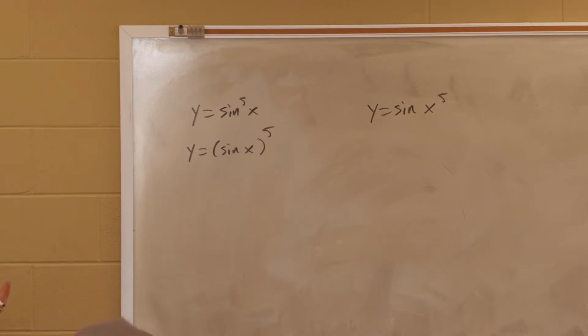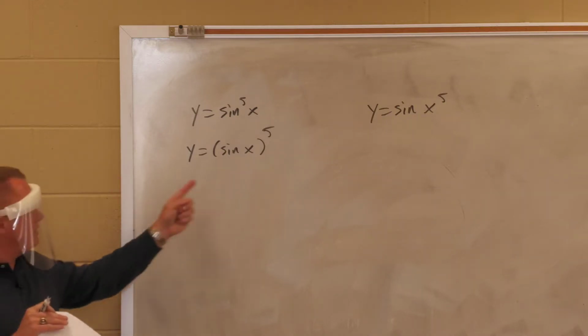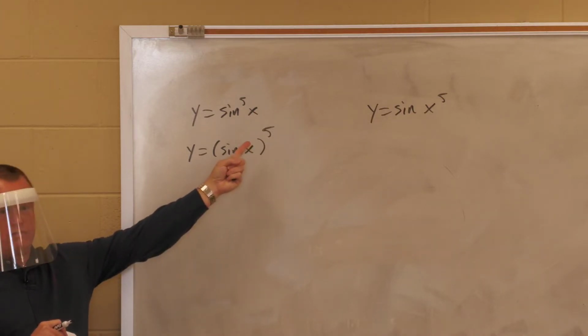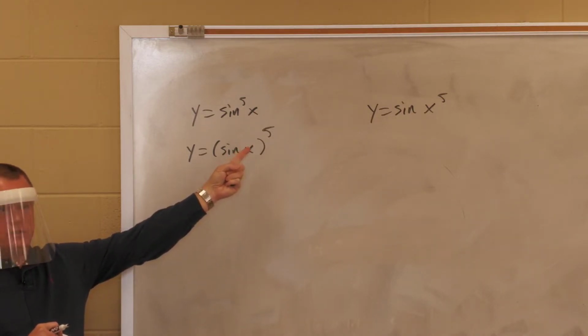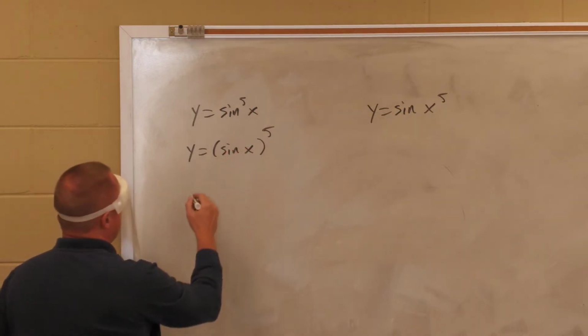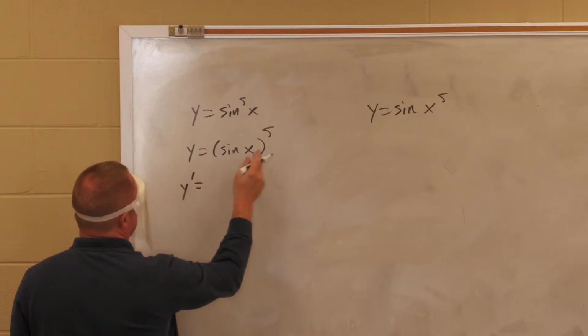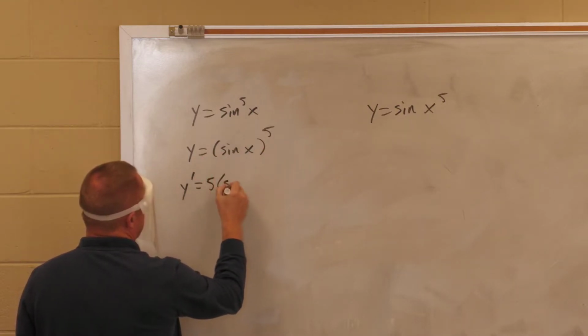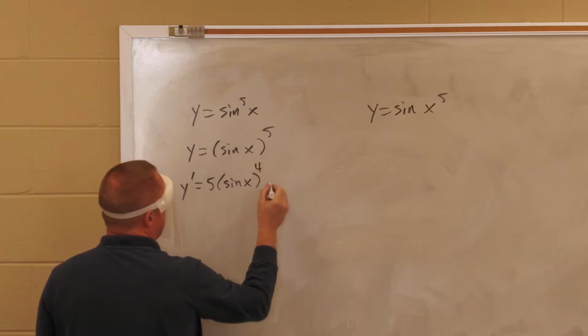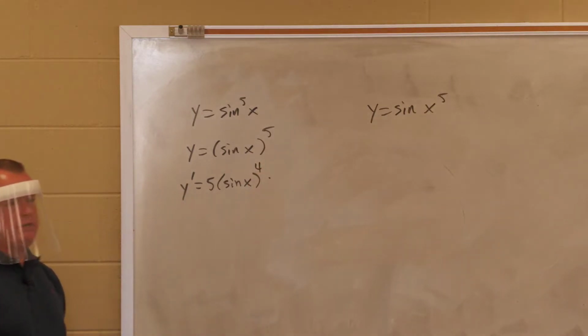Now, you have a composition of functions there, right? So, you have an inside and outside function. What is the outside function, the big outside function on this one? The 5th power, right? So you do that, and then multiply by the derivative of the inside, and you got it. So y prime equals, so I'll multiply by 5. Subtract 1 from the exponent, I get 4. Now I got to multiply by the derivative of the inside.